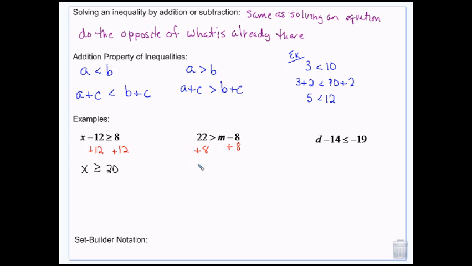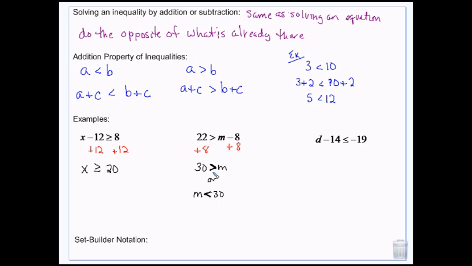So 22 plus 8 is 30, which is going to be greater than m. Or if you don't like your m's or x's on the right-hand side, you can put it out front, but if the arrow is pointing at the m, the arrow has to stay pointing at the m. If you move your variable to make it look prettier, remember that it needs to point at the same thing that it was pointing at before.